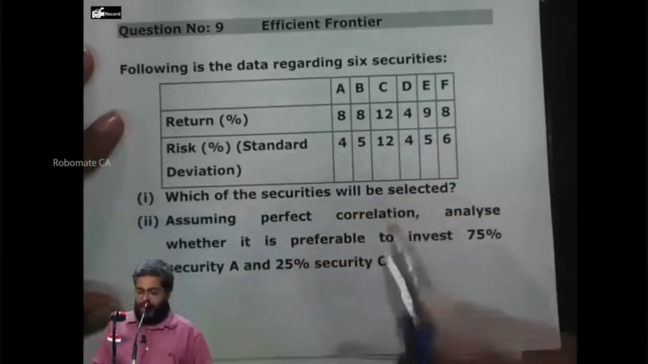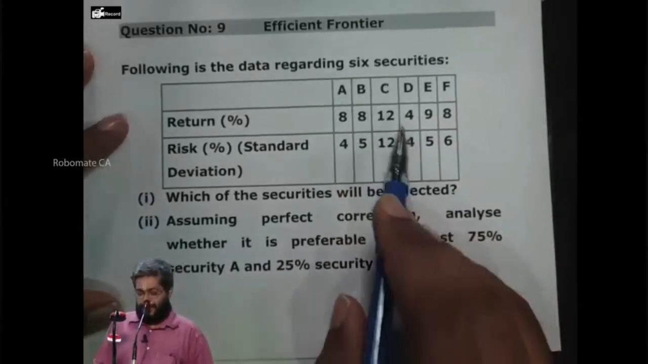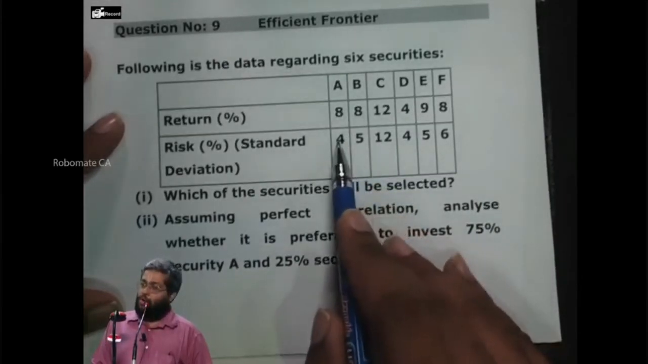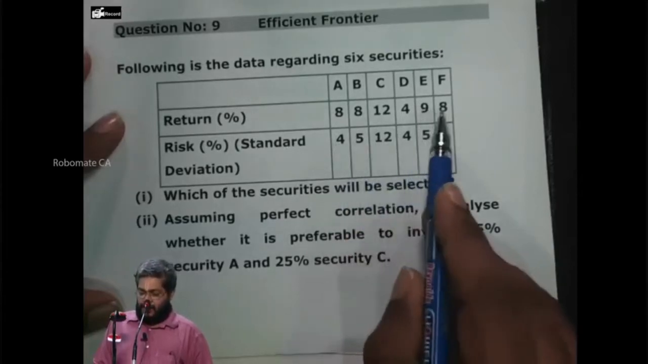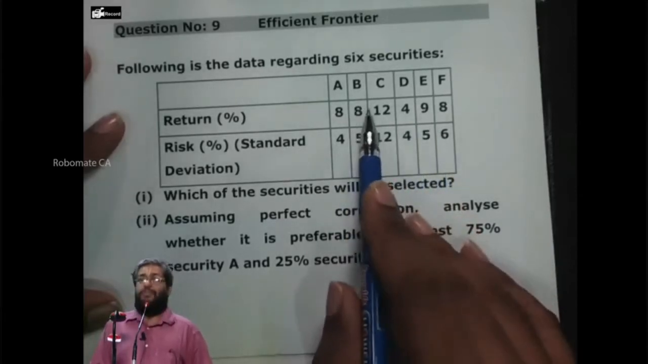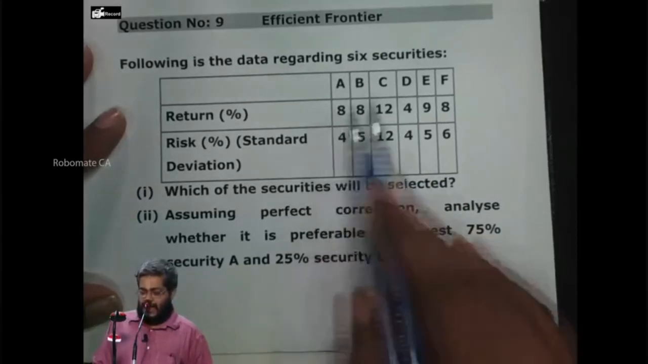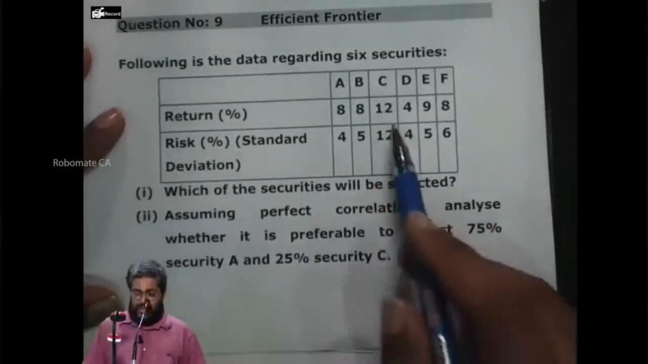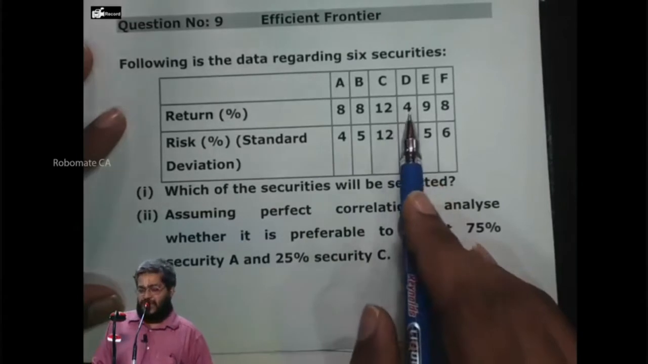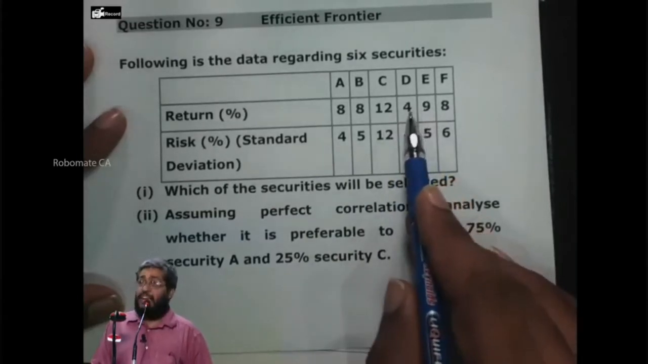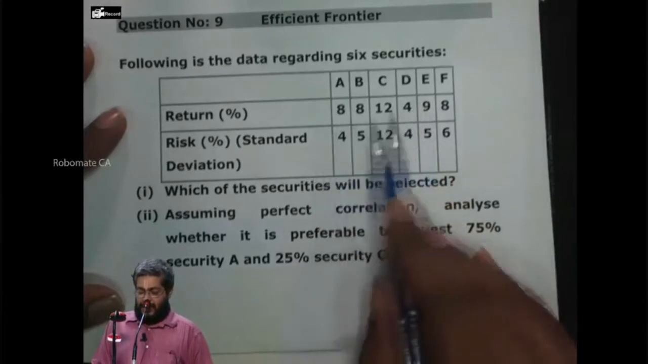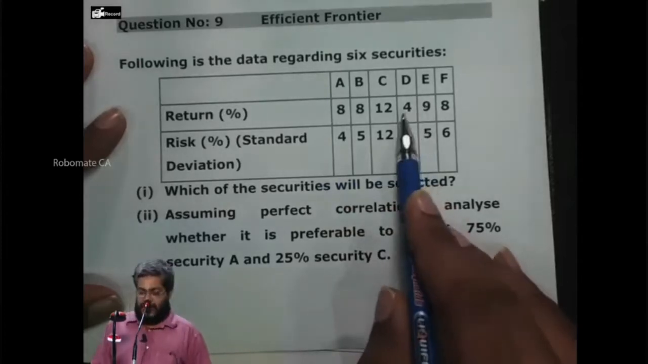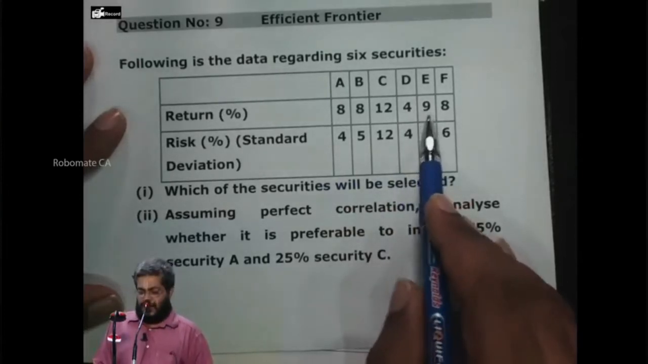Next, come to B. Is B efficient or inefficient? Why is B inefficient? A gives the same return for lower risk, or E gives a higher return for the same risk. So B is inferior to A and E. So B can be called an inefficient security. Come to C. C is efficient. D efficient or inefficient? Inefficient. For D, A gives more return for the same risk. It is inferior to A. E is efficient.